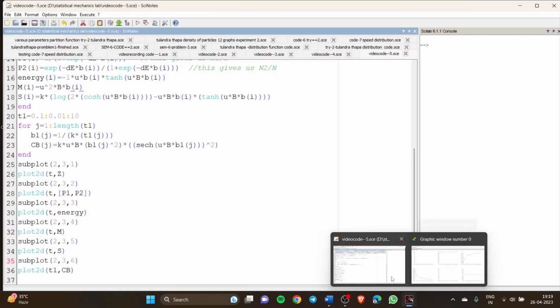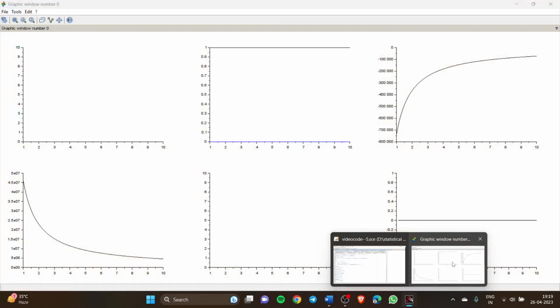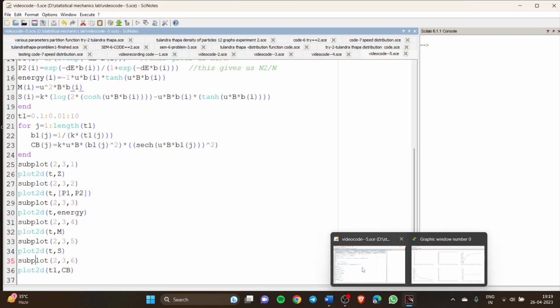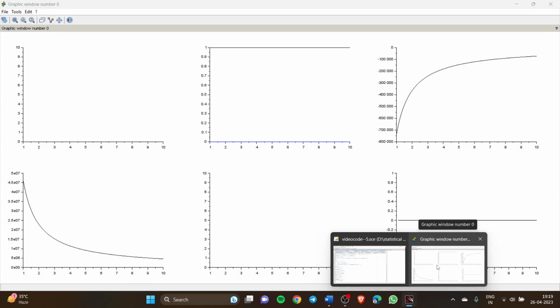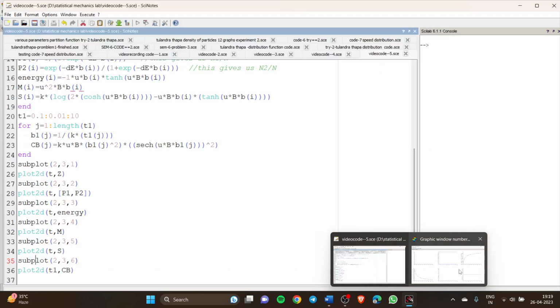This is the fourth one. The fourth graph is for magnetization. Magnetization is coming out to be correct. As the temperature increases, the magnetization decreases. Specific heat is coming out to be wrong, and entropy is coming out to be wrong. Entropy and energy are coming as the same graph. The third graph is energy. Energy is coming out to be correct.